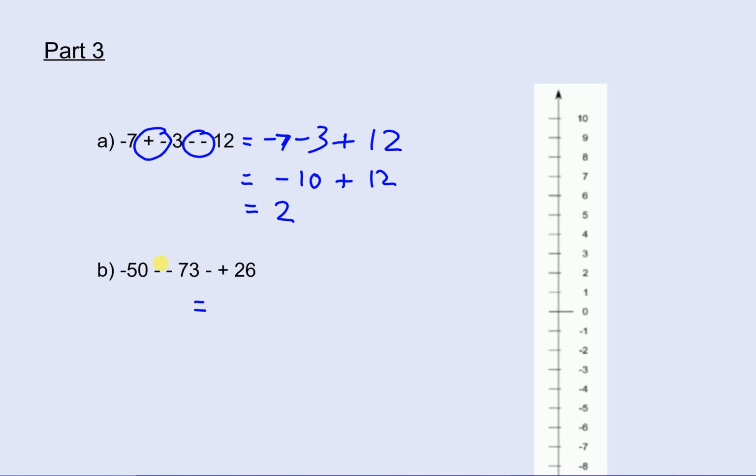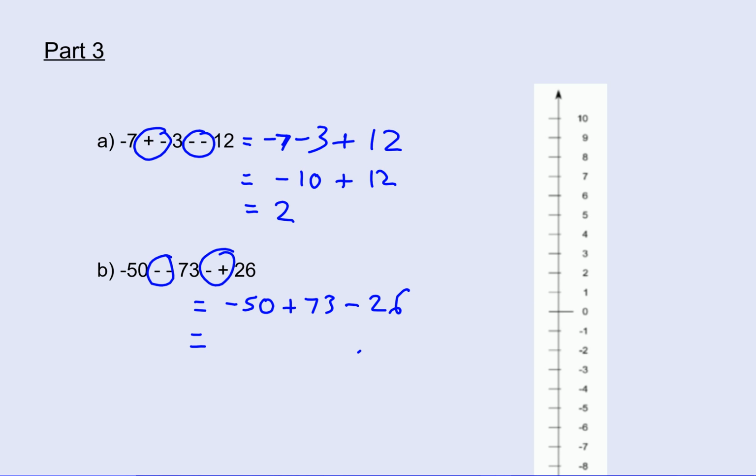Now on this one, again, there's 2 symbols there and 2 symbols there. We've got to replace those. And we've got some bigger numbers here. So -50, then 2 minuses become a plus. And here minus plus becomes a minus. Now, the idea of this is that you're now able to move away, hopefully, from the number line, but still be thinking about it.